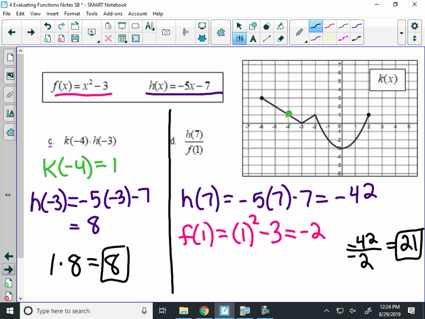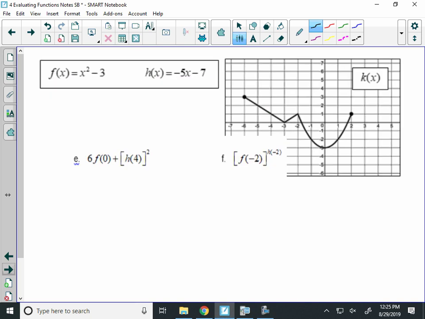Alright, none of those four are really bad. Even the last two really aren't, but they make things look a little more complicated because there are some more brackets and squares and exponents. Let's start with E. 6 of f of 0 plus h of 4 squared. So first find f of 0. F of 0 is going to be 0 squared minus 3, which is negative 3.